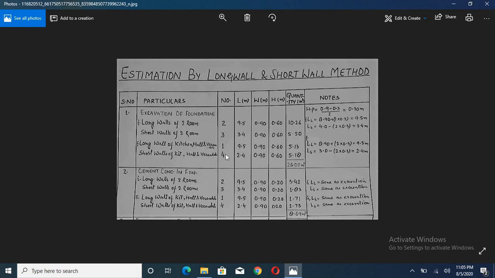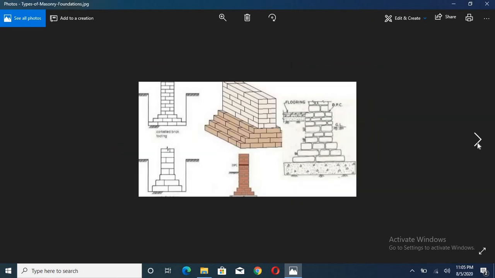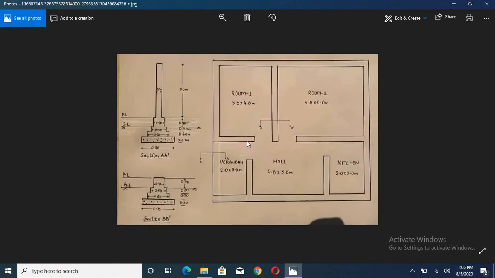The number is 4 and length 2.4. The 0.9 and 0.6 are similar to all, so it is clear where this 4 and 2.4 have come from. Let's go to the figure. Okay, 4 means 1, this one wall, this 2, this 3, and this one wall, we are calculating the excavation for this veranda. So the number is 4, that one is clear.